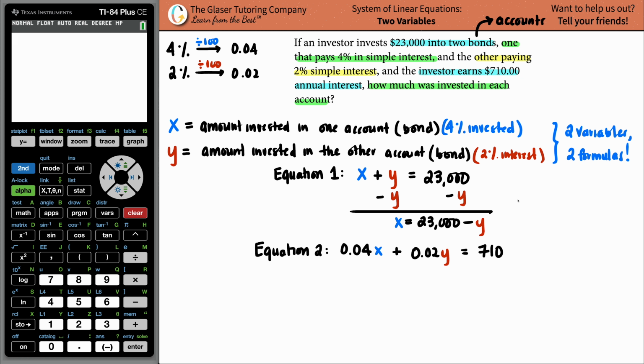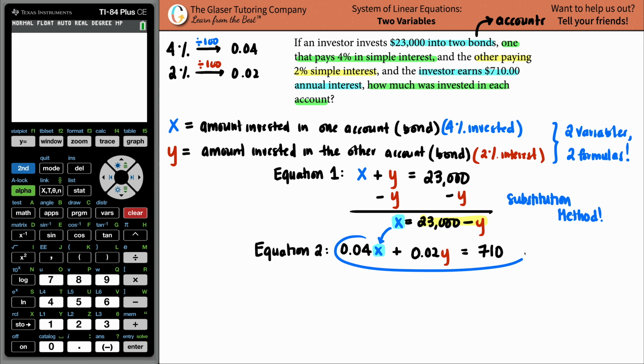Beautiful. Now, since we know what x actually equals, in equation 2, here's an x value. But I don't want two variables. I want to get rid of the x. But that's okay, because I know now what the x is. The x is 23,000 minus y. So we're going to use the substitution method, where you're literally substituting in one piece of the puzzle for the other guy. So that's the substitution method.